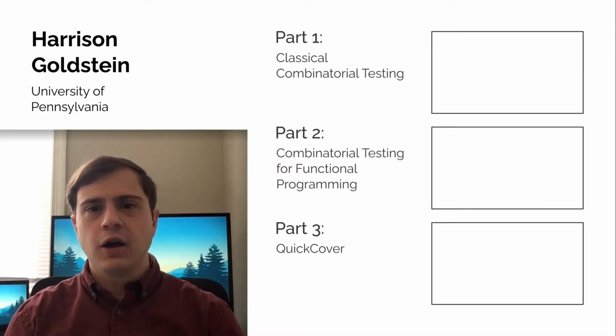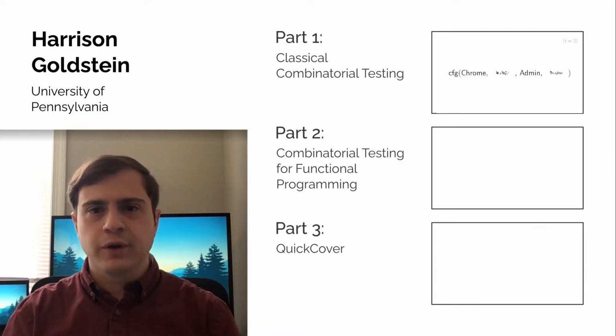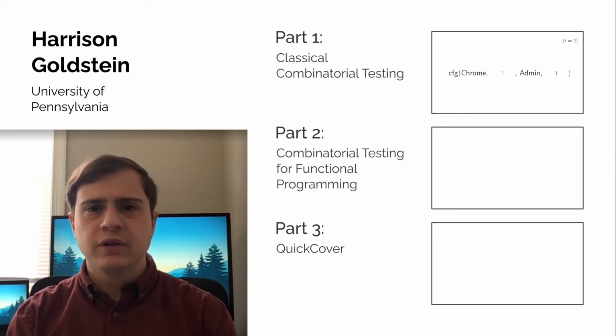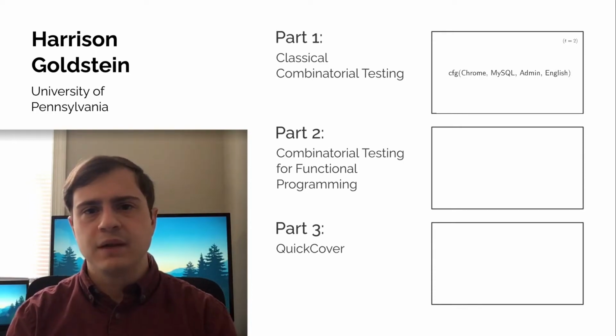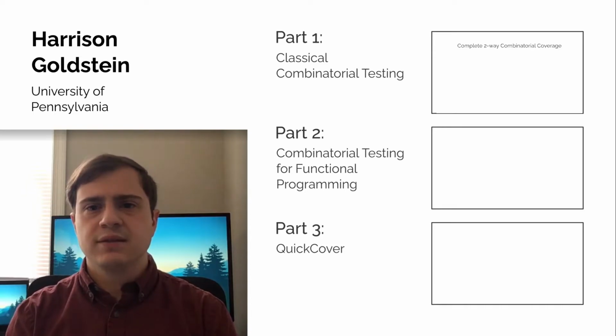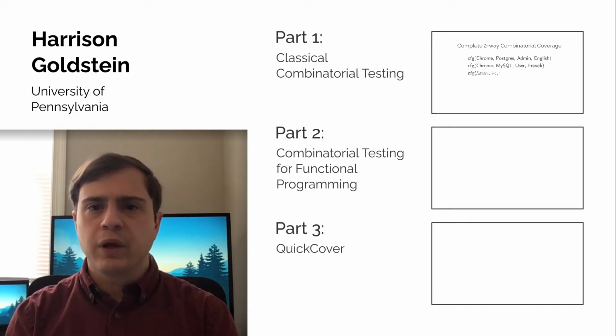In this talk, I'll start off with an overview of combinatorial testing. Combinatorial testing is based on a metric called combinatorial coverage, which measures the proportion of the overall input space that a given test suite represents. This metric will be our starting point for optimizing the property-based testing process.